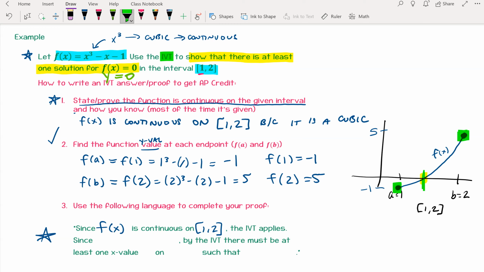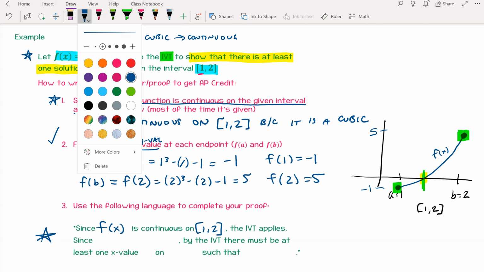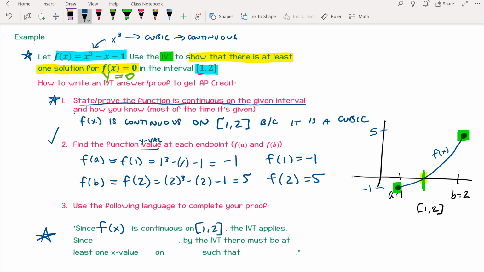Okay, now let's go back to finishing this proof to get full AP credit. Since f of x is continuous on 1, 2, the IVT applies. Since, now we're going to say 0 is in between negative 1 and 5, use your y values. Since negative 1 is less than 0, which is less than 5. That's saying 0 is in between negative 1 and 5. That's how you say it in math.